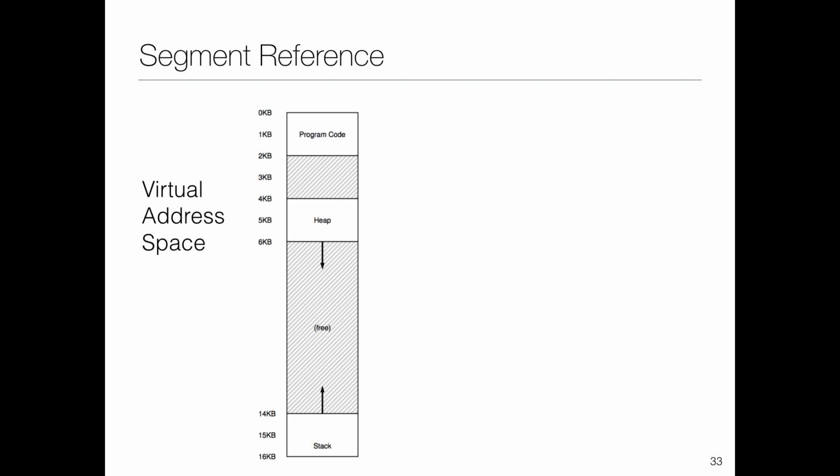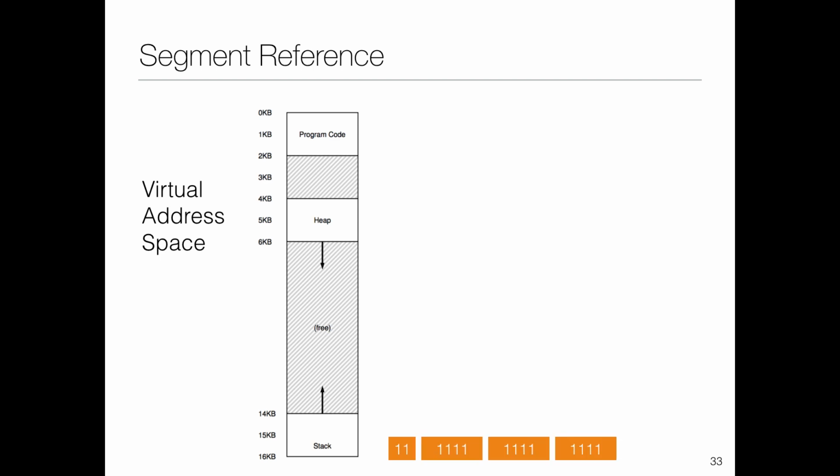So let's start with this example. This is the example produced in the book. And the mechanism written here, which we'll be studying, will hold for this example. It may or may not hold for all the examples, at least that's what I think based on what I was working on. So you start with the virtual address space. The first 2 kilobytes are program code, 4 to 6 KB is heap, 14 to 16 KB is the stack.